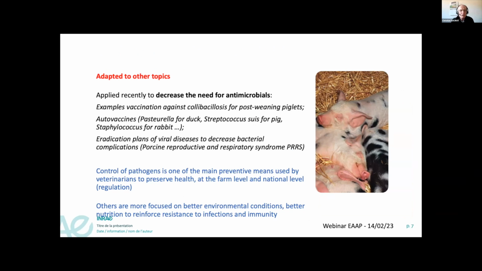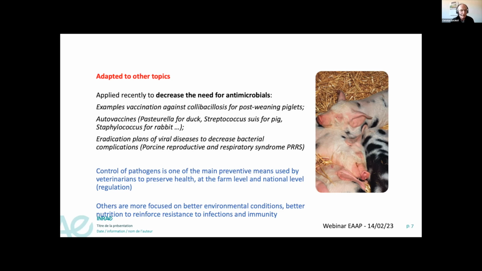So this is an old story, but it was adapted to new topics. For example, recently, just to decrease the need for antimicrobials, many veterinarians use programs against pathogens, like vaccination against colibacillosis for post-weaning piglets, or use of autovaccines for different pathogens, Pasteurella, Streptococcus, Staphylococcus, for different species, and also different eradication plans of viral diseases to decrease the bacterial complications, and so to decrease the need for antimicrobials.